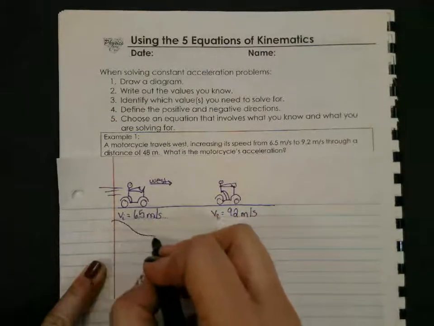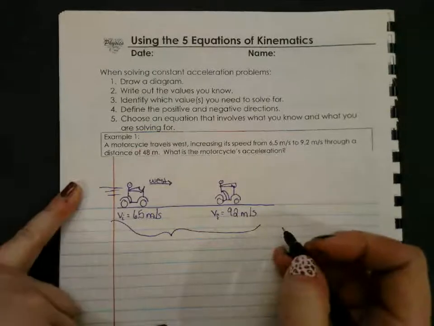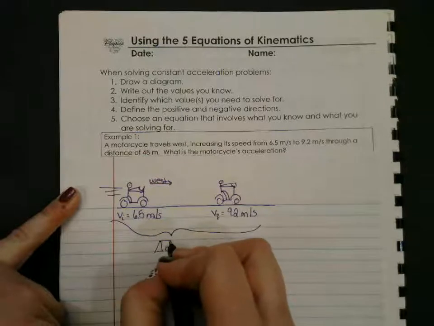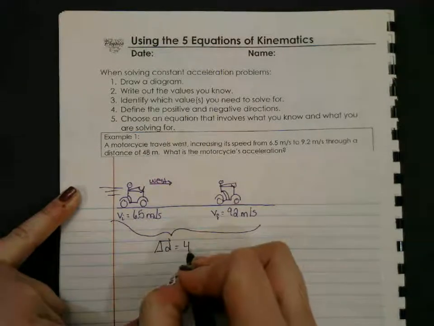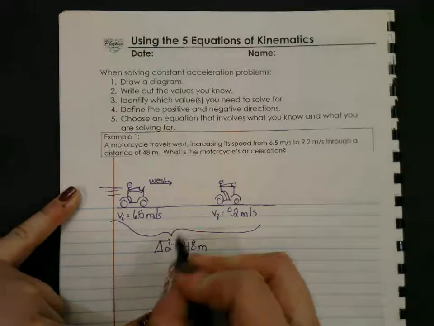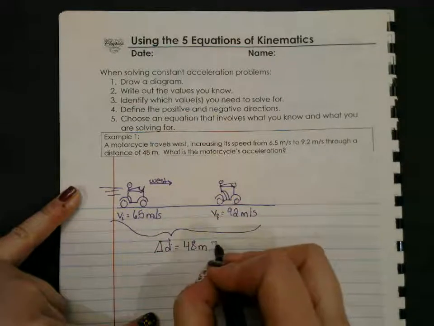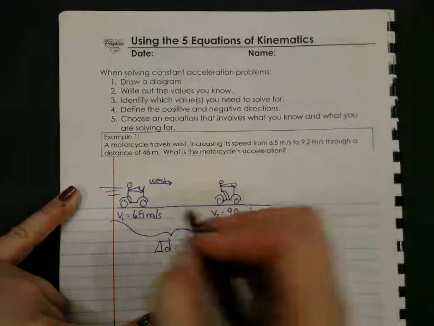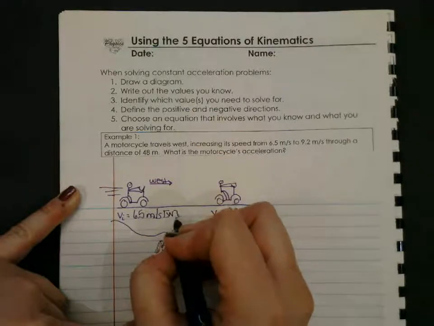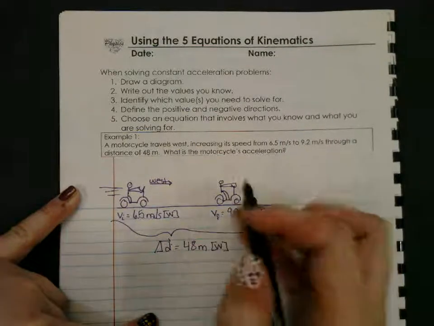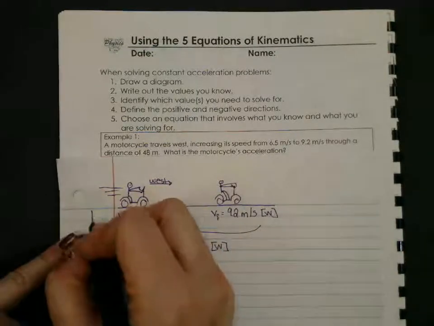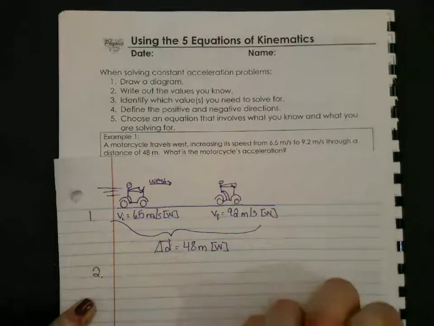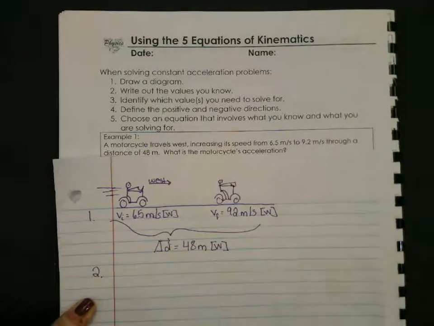We know the total distance is 48 meters. And this is a vector, and it gives us a direction. He's traveling west. And it wants to know what the motorcycle's acceleration is. Okay, so we've done step 1. Step 1 was to draw a diagram. Step 2 is to write out the values you know and the values you don't know.